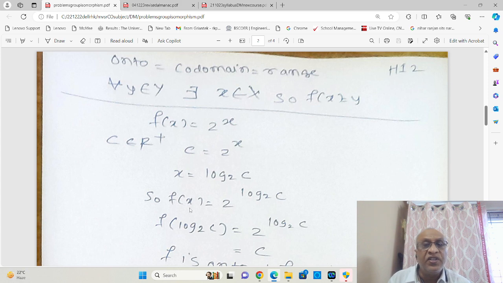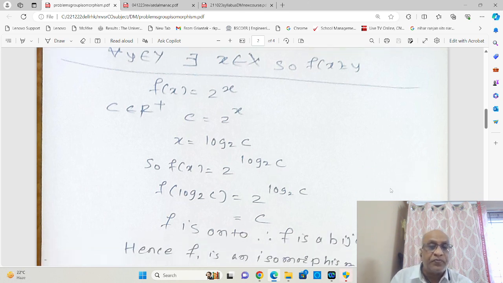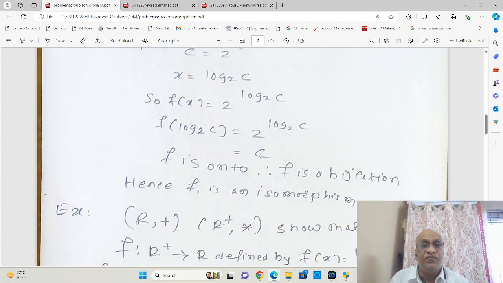So, what will be f of x then? f of x will be 2 to the power of, replace x with log 2 of c. So, again I am replacing this x with log 2 of c. So, f of log 2 of c will be equal to 2 to the power of log 2 of c, which will be equal to c. This has to be proved. So, hence this is onto, hence this is bijection, hence this is isomorphism.